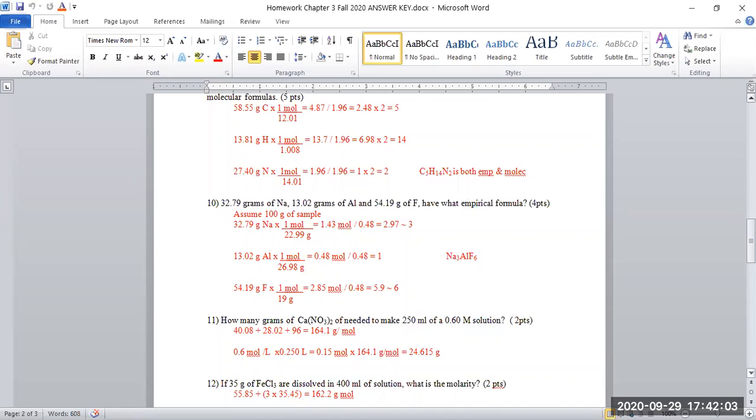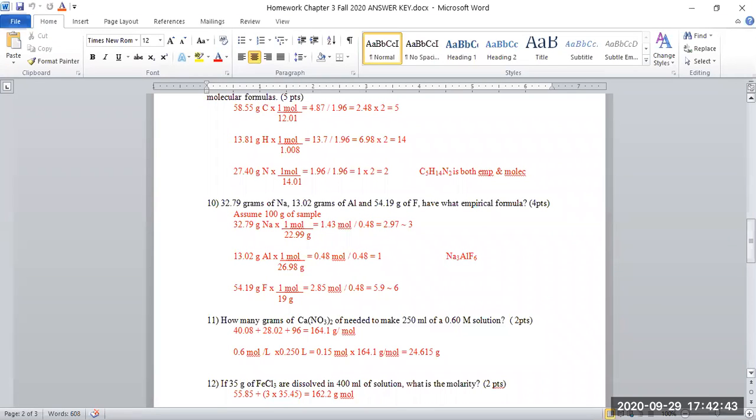I gave you a similar one that started with grams instead of percentages. Same basic premise. This one didn't have any halves in it. Your sodium, your aluminum, your fluorine. Take your grams, divide by your table weights. We get 1.43 for the sodium, 0.48 for the aluminum, 2.85 for the fluorine. This is another one where you have to pick the smallest one. In this case, your 0.48, which was your aluminum, divide each one.